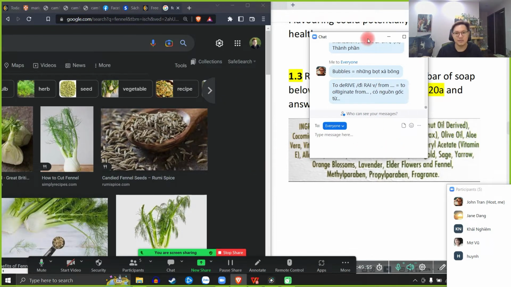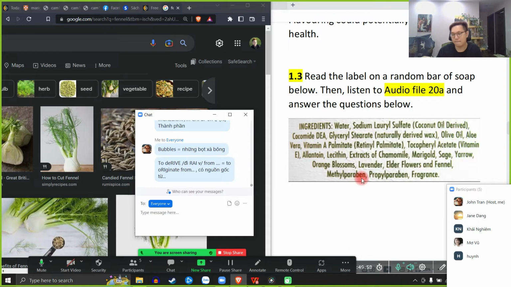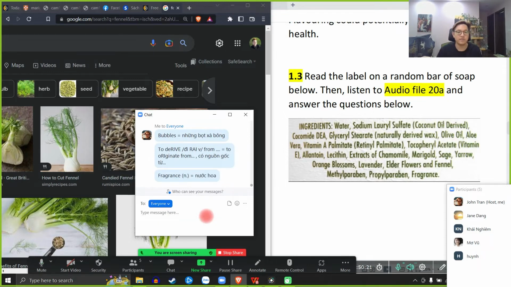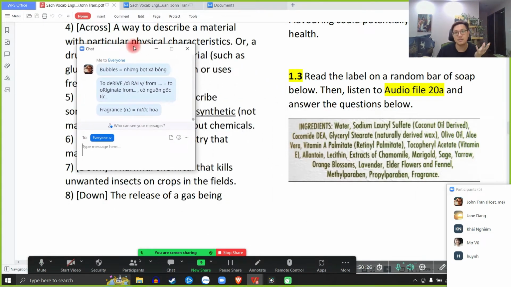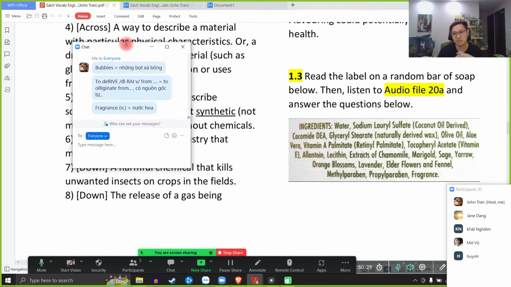Alright. And methylparaben is basically, paraben is a preservative, là chất bảo quản. Methylparaben is a preservative. Propylparaben is also a preservative too, cũng là chất bảo quản luôn. Fragrance là chất giống như là nước hoa đó. Fragrance is like perfume, you know. It causes the bar of soap to smell good. Alright.